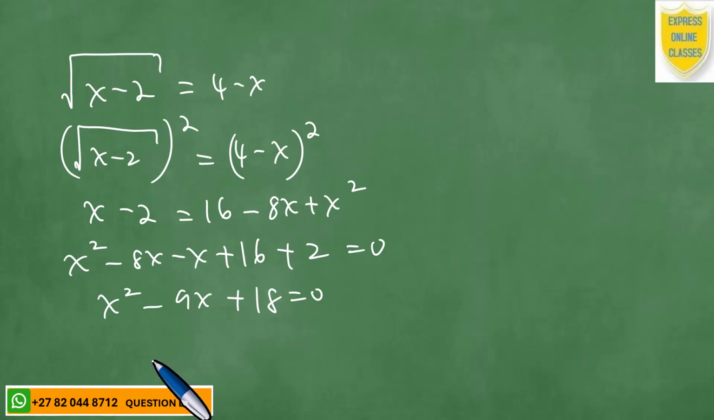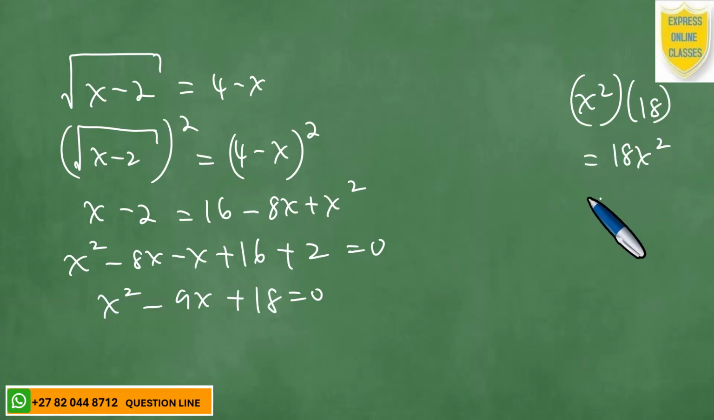So what exactly can we achieve out of this? We need to find the factors of this. We multiply x squared with 18, which gives us 18x squared. We need the factors of 18x squared which, when added together, give us minus 9x. So you must think about the factors of 18x squared whose sum would be exactly minus 9. Those factors would be minus 6x and minus 3x.